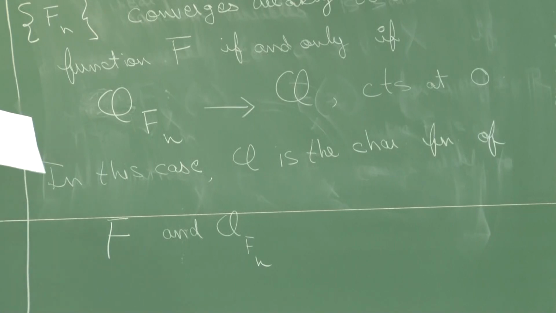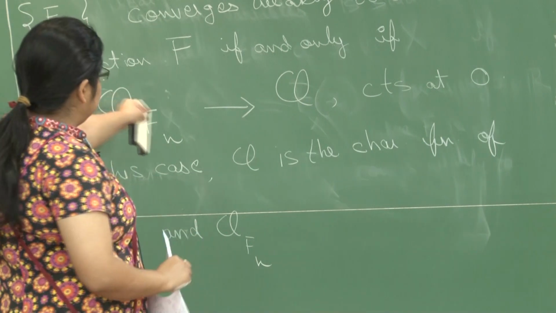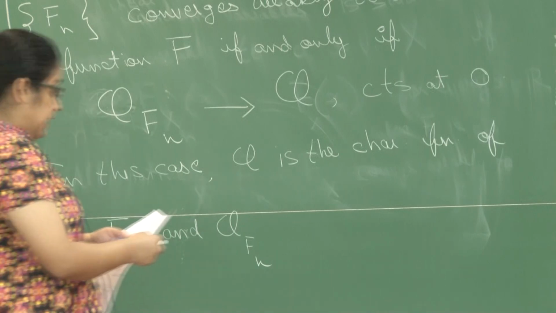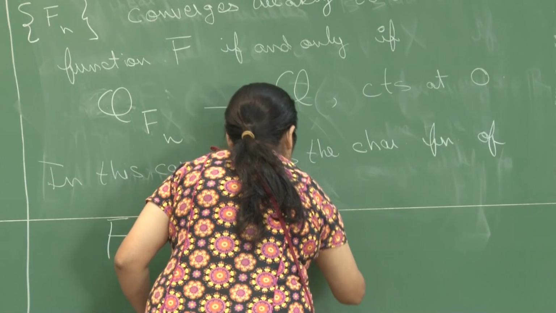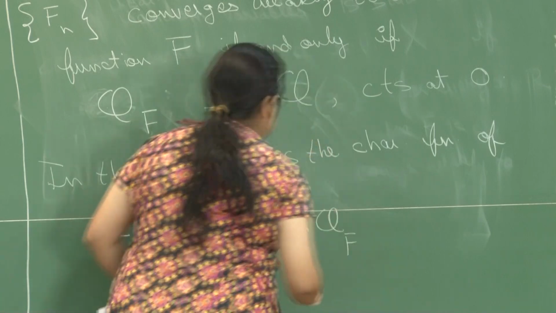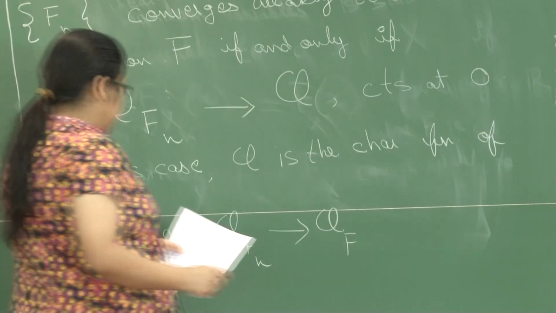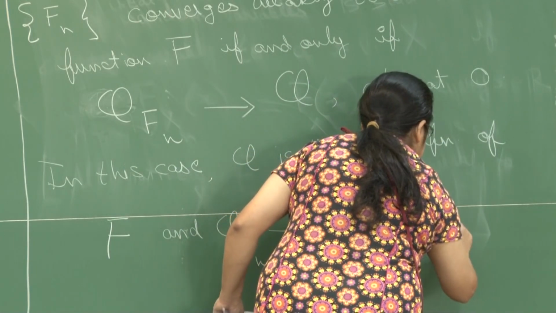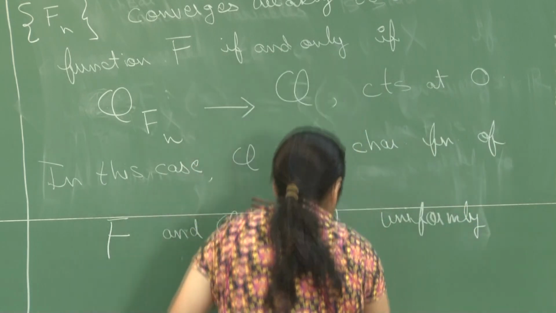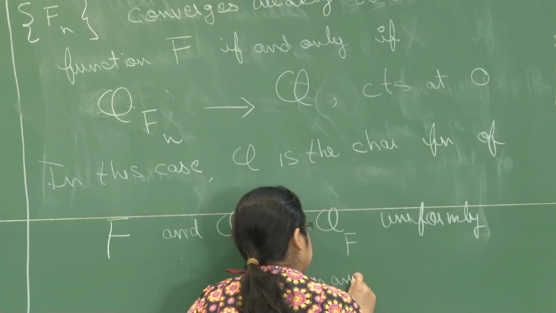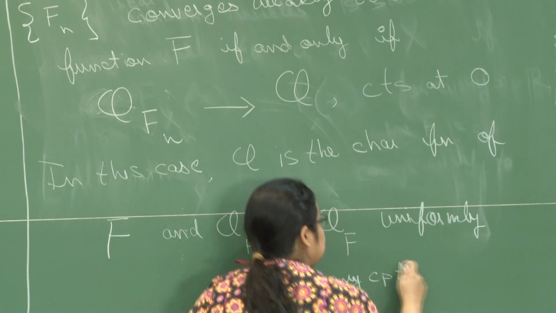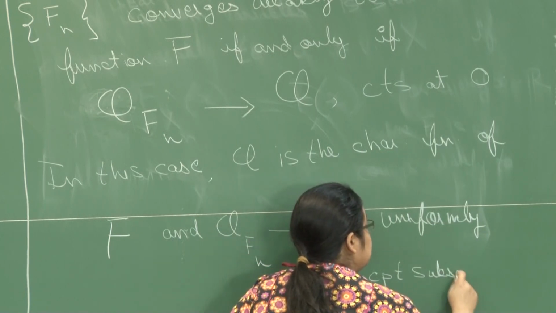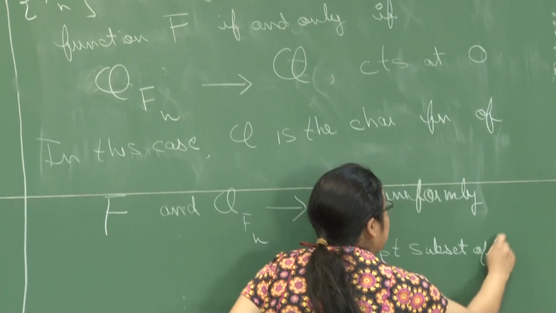Okay. So, if you have that phi sub f sub n is converging to phi which is continuous at 0, then this convergence is in fact uniform in any compact subset of R. So, this convergence of phi sub f sub n to phi sub f is uniform on any compact subset of R.